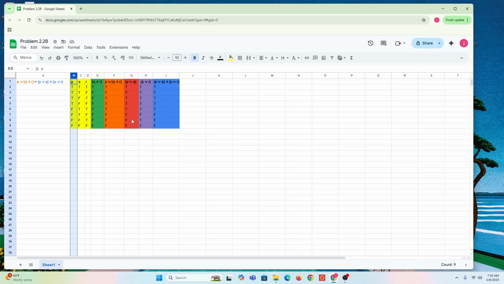And then after that, the next column that I created is actually from the other half of this. So it's P or Q. What I did to create that is I consulted my P and my Q columns here. So P or Q, only one of them has to be true for it to be true. So I filled that in.